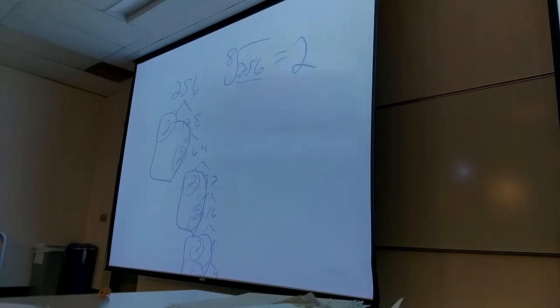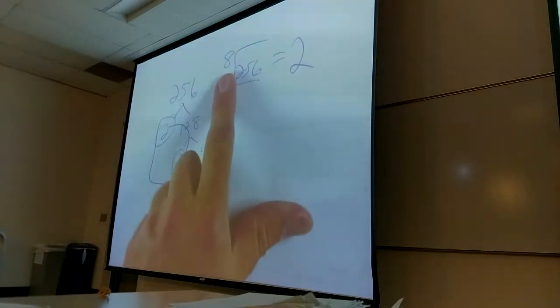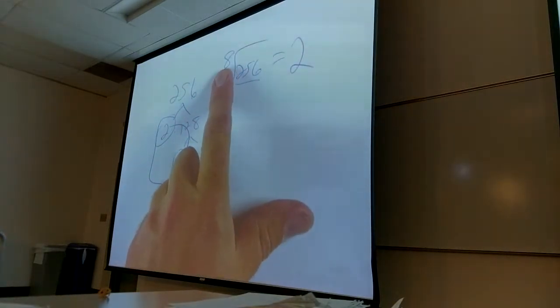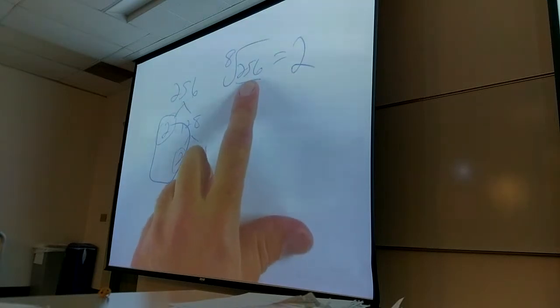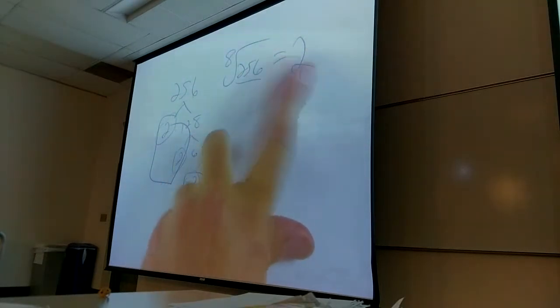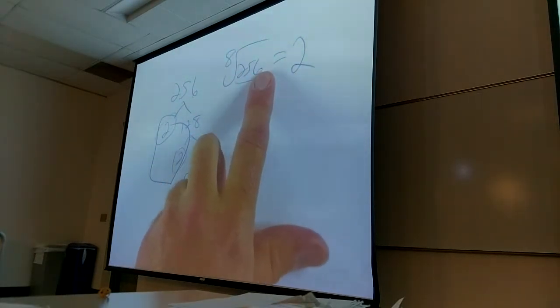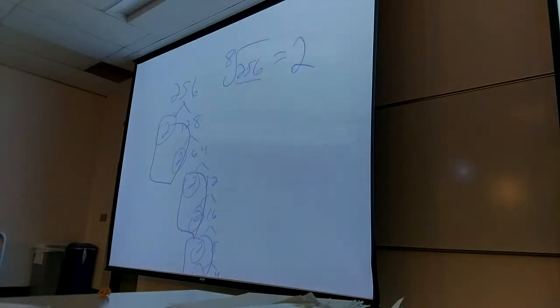Did you just add the 2s? No, not 2 times 2. There are 8 2s. If I break 256 up into 8 parts, they're all 2. So the 8th root of 256 is 2. Another way to look at this is, what does it take 8 of to multiply to be 256? It takes 8 2s to multiply to be 256. I love it.